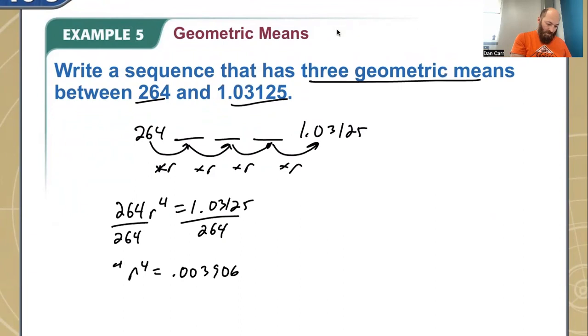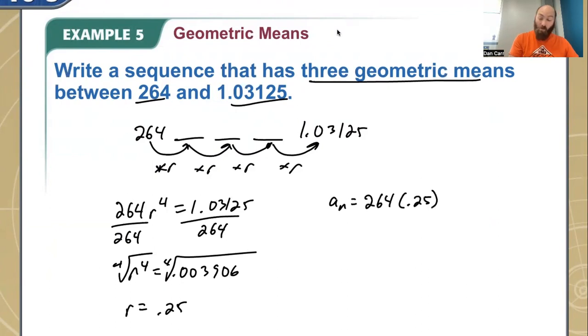That's 0.003906. And then I'll take the fourth root of that. I didn't round it off in my calculator, I used the previous number, but I get 0.25 for my common ratio. So that means I can write this out now. A sub n is equal to my first term, 264, multiplied by the common ratio of 0.25, raised to the n minus 1 power. Geometric means represent those missing terms in between what's given.